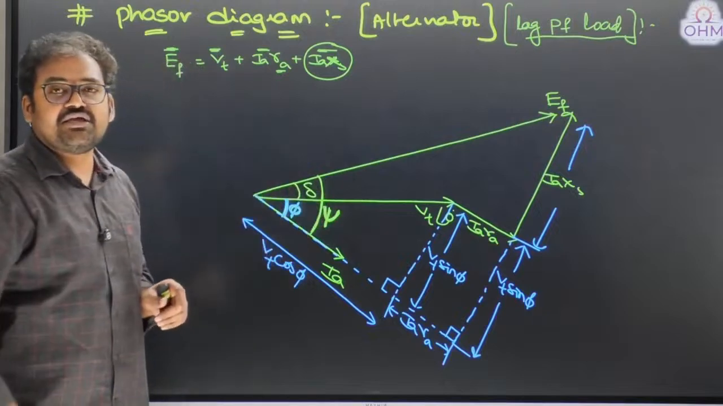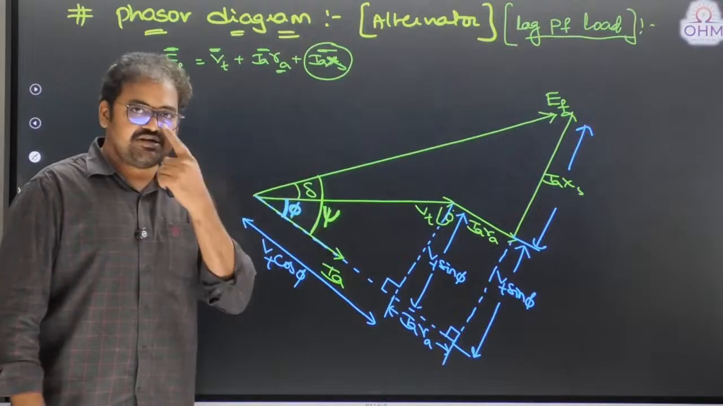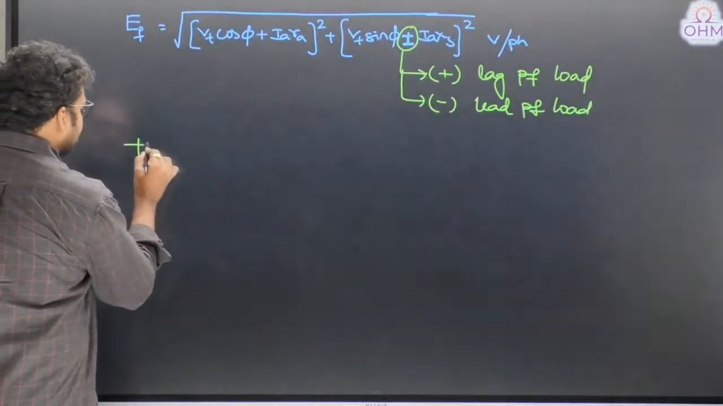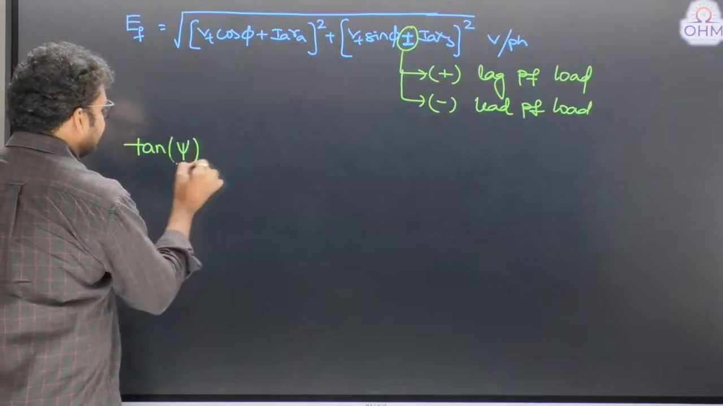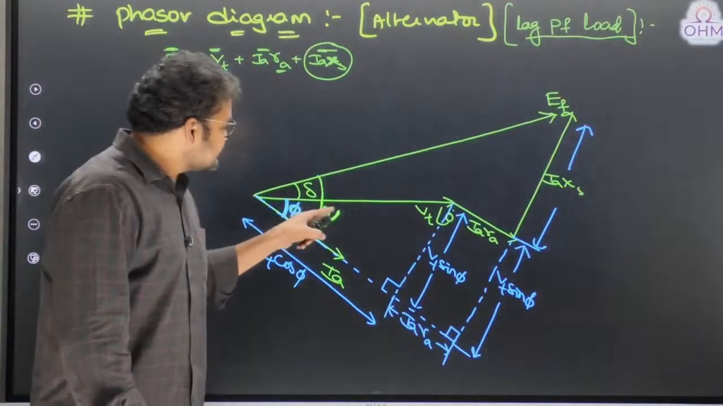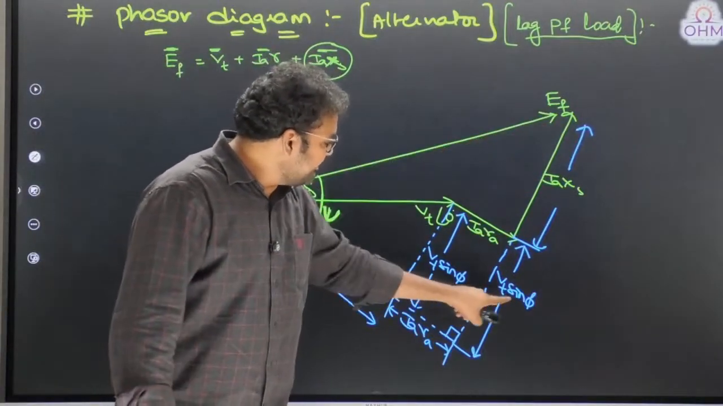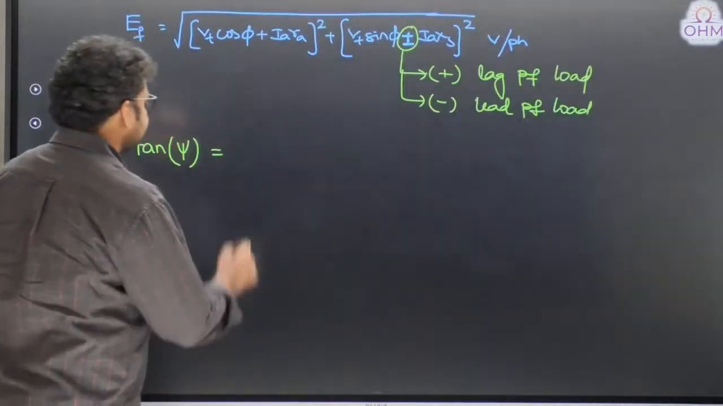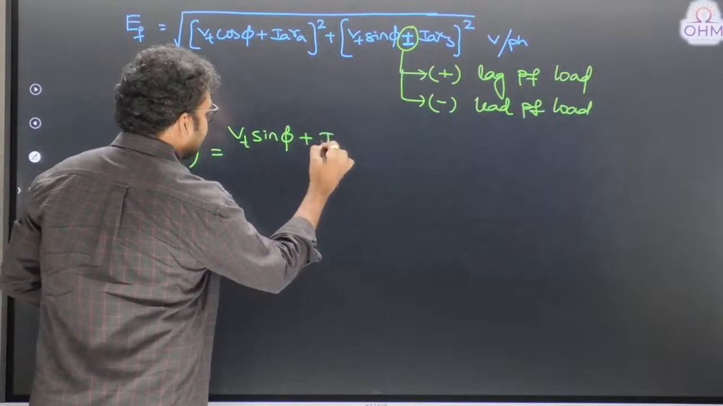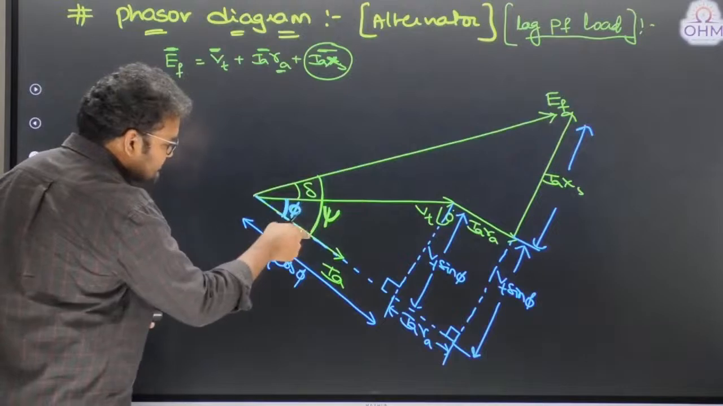In a right angular triangle, tan of the angle will be opposite side by adjacent side. So what is tan psi? Another important formula: tan psi, where psi is known as internal power factor angle. Tan psi is equal to opposite side. What is the opposite side for this big right angular triangle? VT sin phi plus IAXS, divided by the adjacent side.